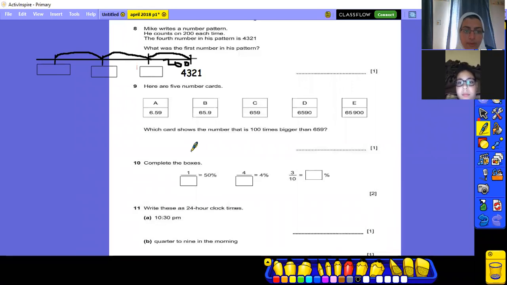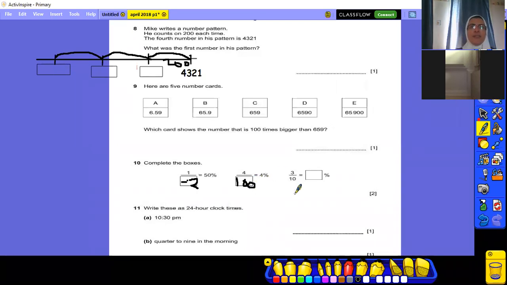Next. Complete the box. Now we did this question before. So the right answer is what? This will be half. Let me write the answer. And this will be 4%. Yusuf, do you remember what's the meaning of 4%? Percent means per 100. So 4/100. And then here, you have 3/10.